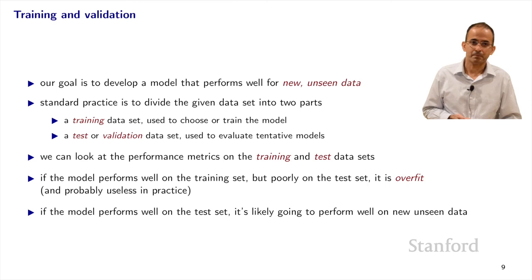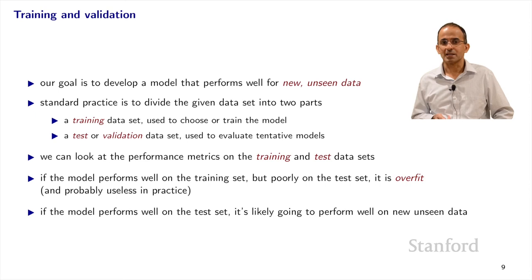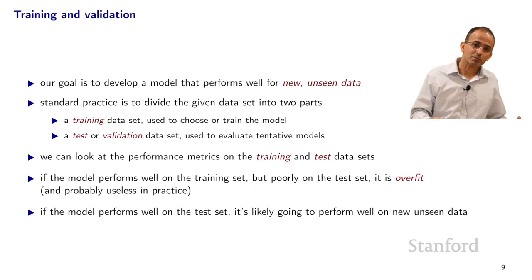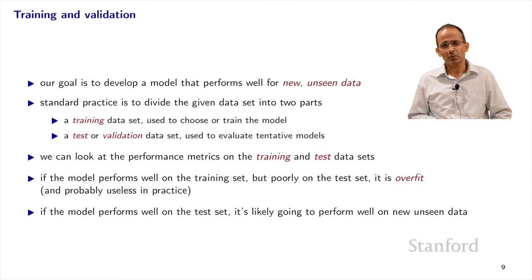In general, if you've got a model that does well on the training set but poorly on the test set, you say it's overfit. It's learned properties of the training data that are specific to that particular data set rather than general properties of the underlying phenomena that you're trying to learn. On the other hand, if you've developed a model using the training set and it works on the test set, well, then you might say, well, it worked on that data which it had never seen before. Maybe it will work on some other data too that it's never seen before.